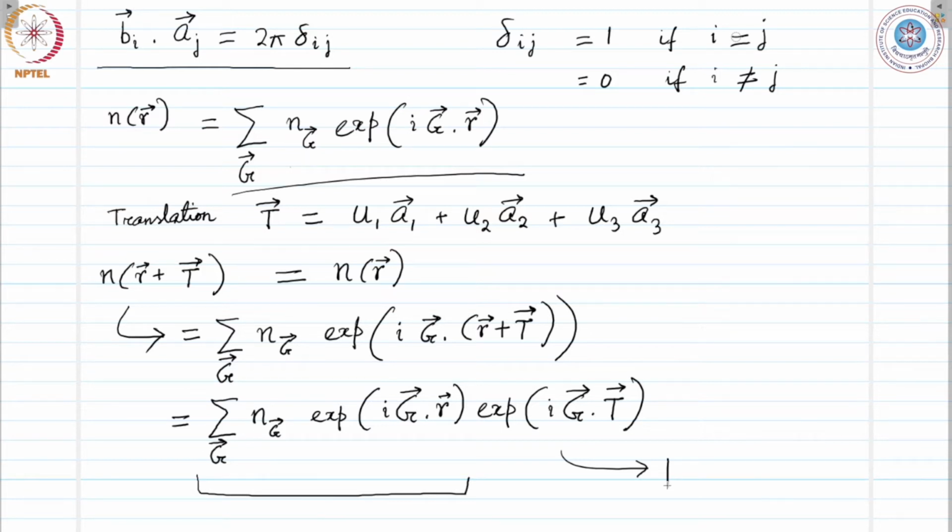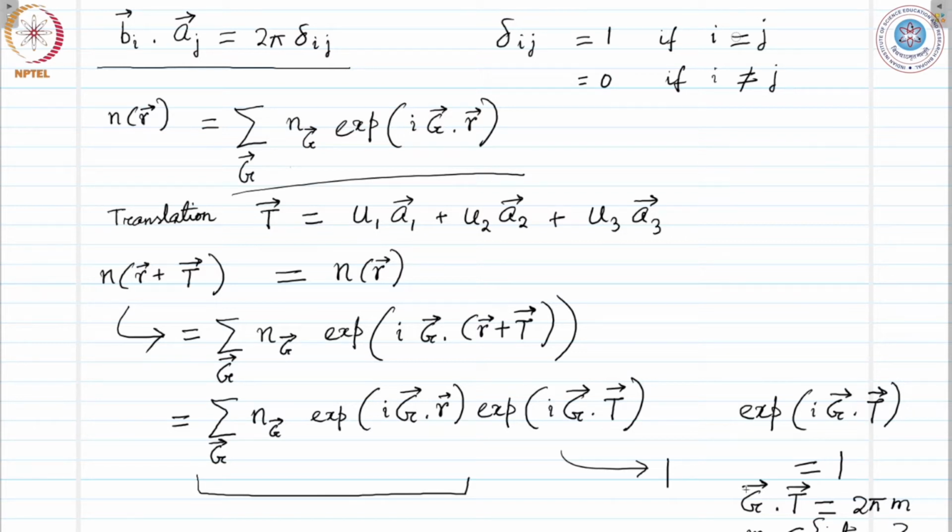In other words, in order to satisfy the conditions that we have laid down, exponential of i G dot T has to be 1, and in order for this to be 1, we require G dot T to be twice pi m, where m is an integer. So this is the condition we have.